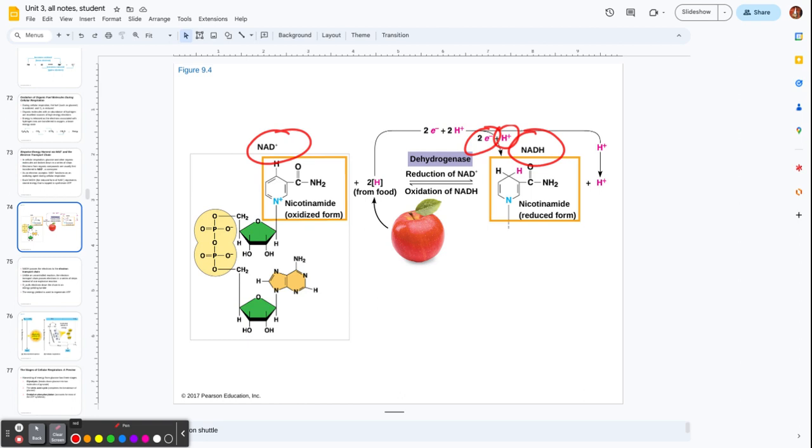So it's going from NAD plus, adding from the food that we eat. It's going to take in a couple of electrons and a proton to become NADH. So is this oxidized or reduced? This one is oxidized. And this is reduced. That's my reduced form. It's now taken in electrons. It's gotten more negative charge. And it's NADH. You don't have to remember the name nicotinamide. NAD is fine.